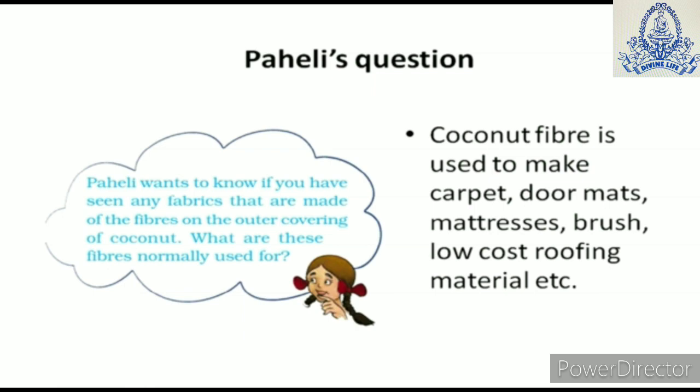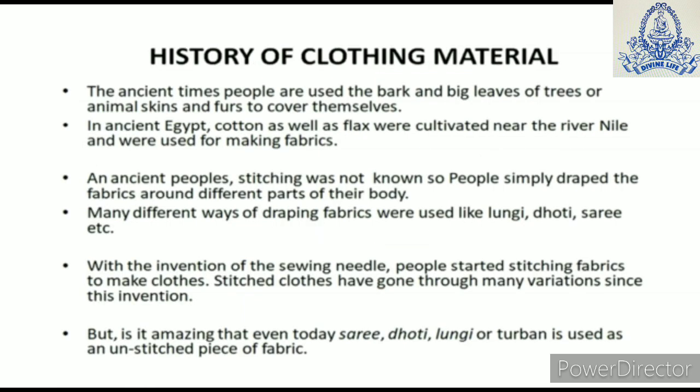Now we will look at the history of clothing material. In ancient times, people used big leaves of trees and animal skin to cover themselves. After the cultivation of cotton as well as flax, people used them for making fabrics. Ancient people did not know stitching, so they simply wrapped the fabric around different parts of their body. With the invention of the sewing needle, people started stitching fabric to make clothes. But isn't it amazing that even today, sari, dhoti, lungi or turban is used as an unstitched piece of fabric?